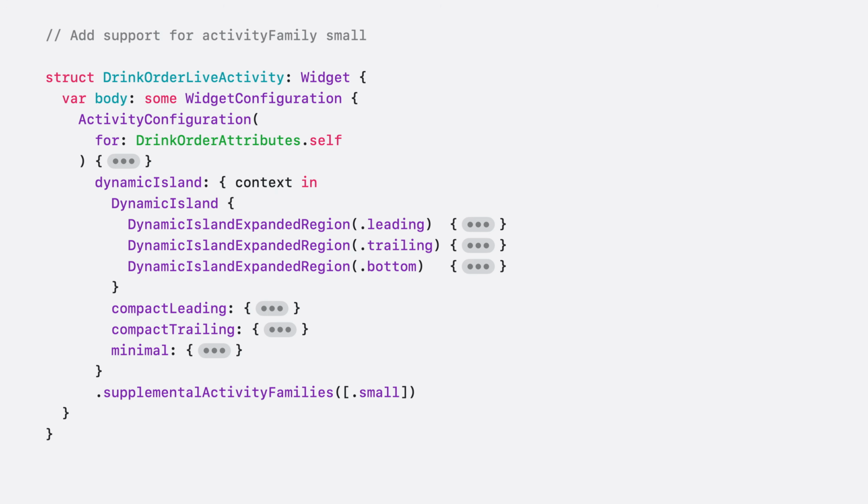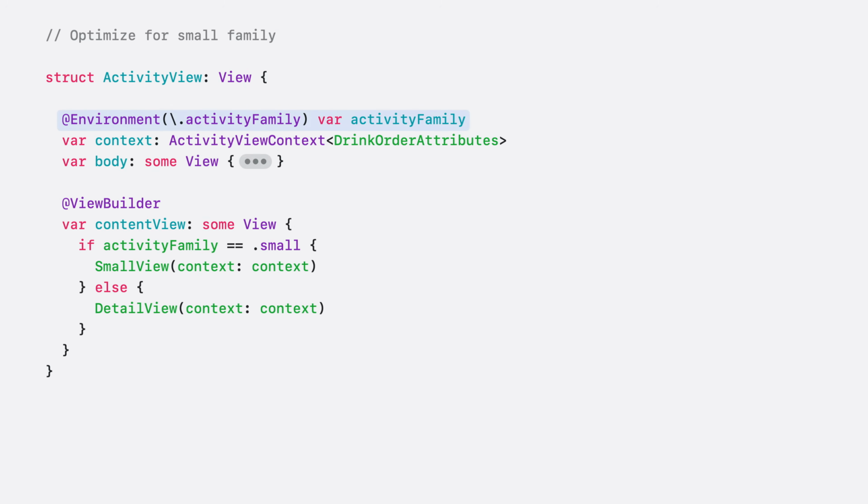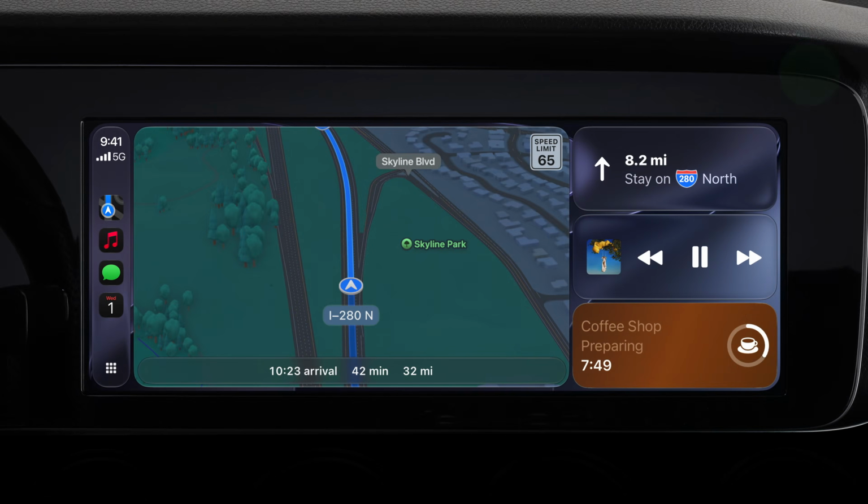To adapt for this layout, first declare support for the small activity family. This indicates to the system that your views are adapted to the smaller format. Then, add the activity family environment value to the view, and provide a customized view for this presentation when the value of activity family is small. Now, the live activity looks great everywhere.